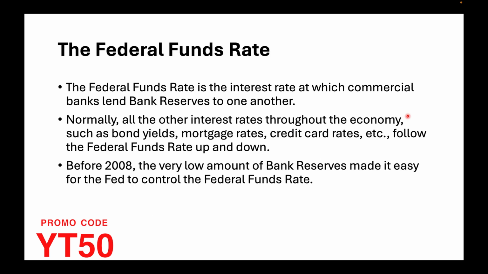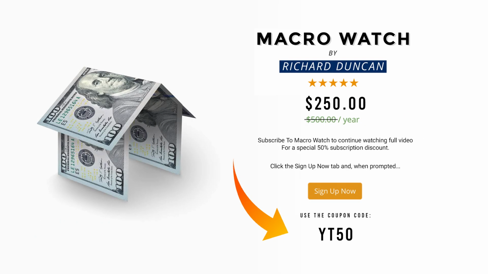The federal funds rate is the interest rate at which commercial banks lend bank reserves to one another. Normally, all the other interest rates throughout the economy, such as bond yields, mortgage rates, credit card rates, etc., follow the federal funds rate up and down. Before 2008, the very low amount of bank reserves made it easy for the Fed to control the federal funds rate. If the Fed wanted to cool the economy down to slow the rate of inflation, it could sell to commercial banks a few of the government bonds it had bought in the past.